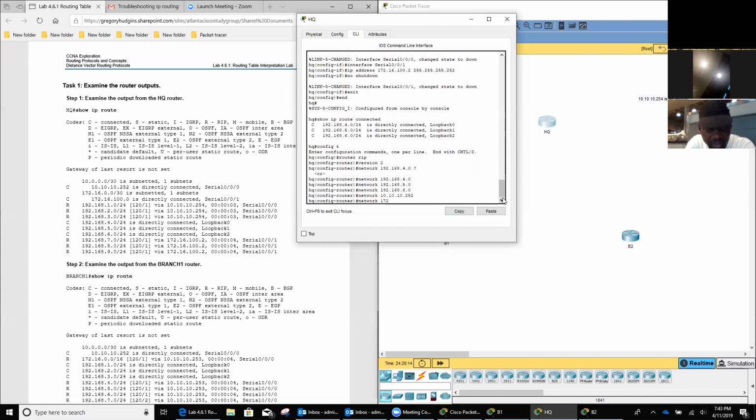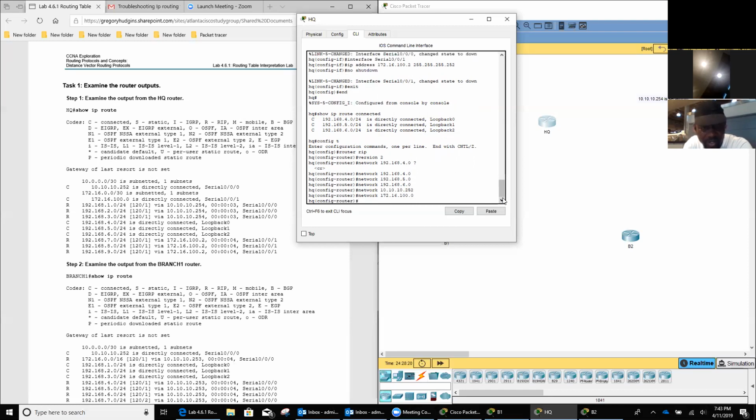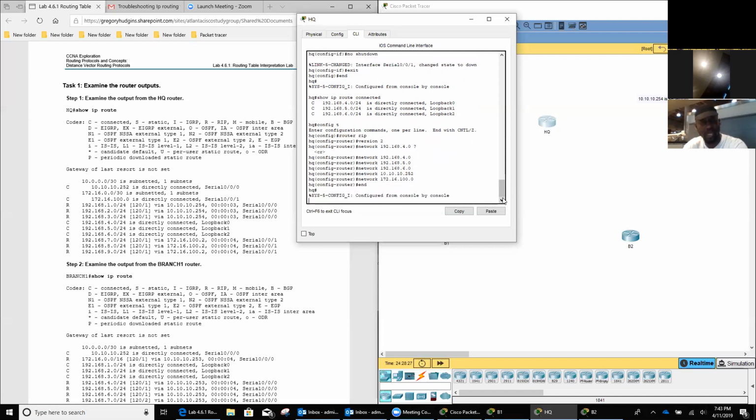172.16.100.0. All right, cool. Type in the network. That number basically symbolizes your entire network address. It's the address of your network, basically like your street name.